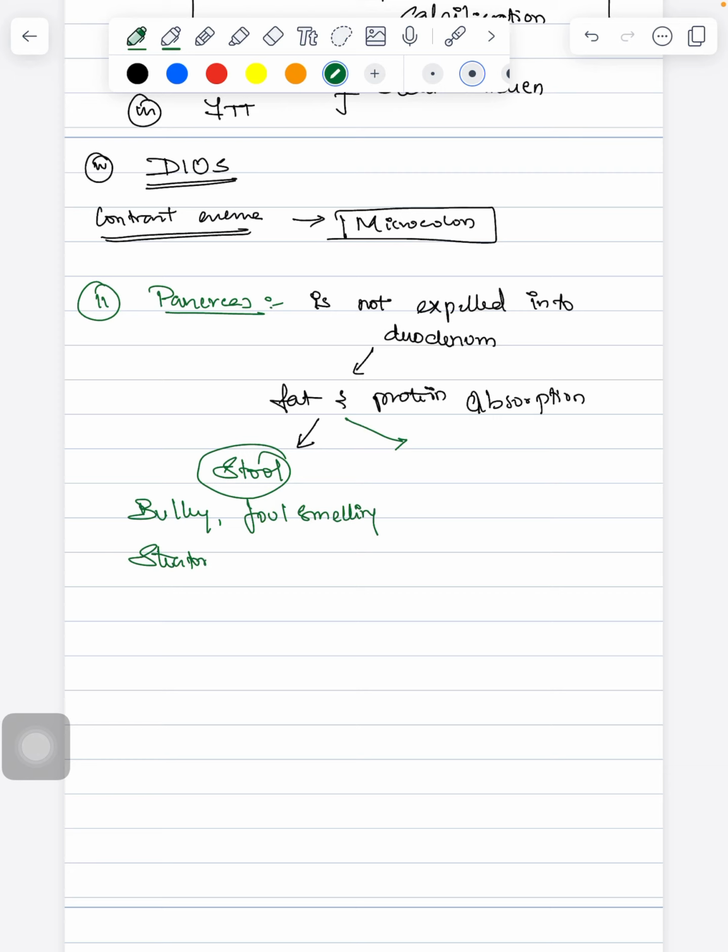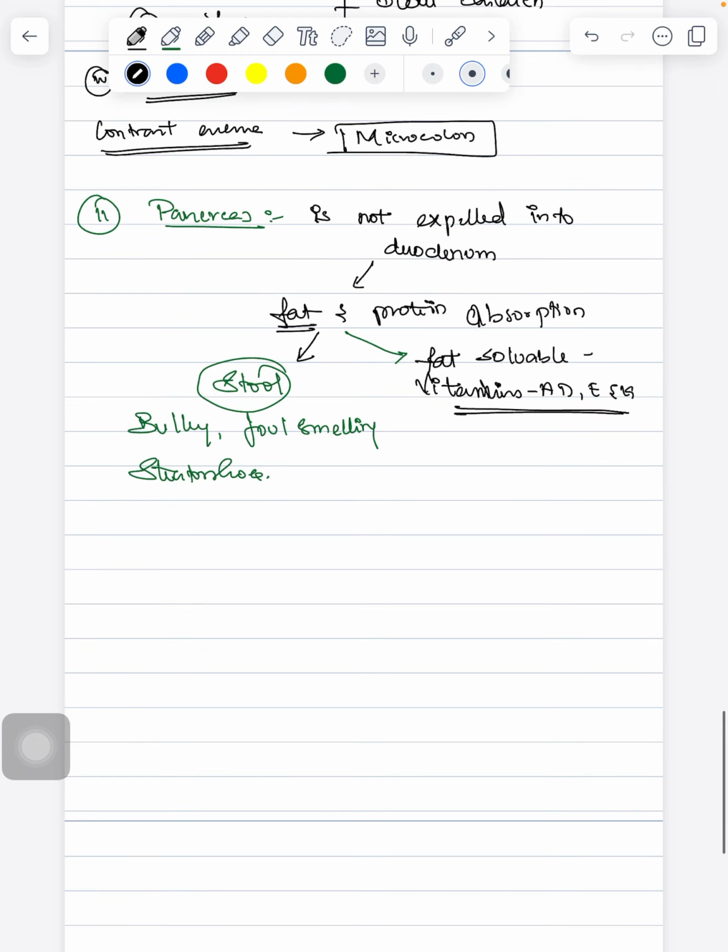Next, since there is no absorption of fat, that will lead to malabsorption of fat soluble vitamins like A, D, E and K. So you have to give extra supplements of these vitamins. Fine. Next, in biliary tract. Since your biliary tract will also be blocked, the child can present with prolonged jaundice or neonatal jaundice. Okay. Next.